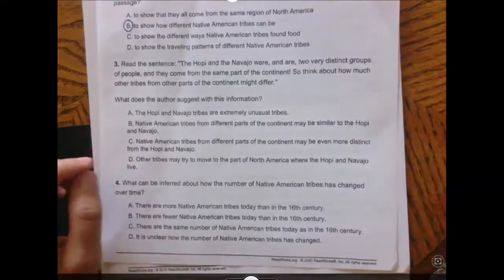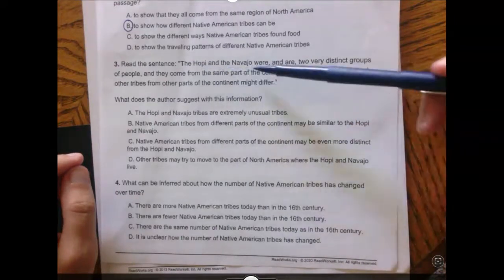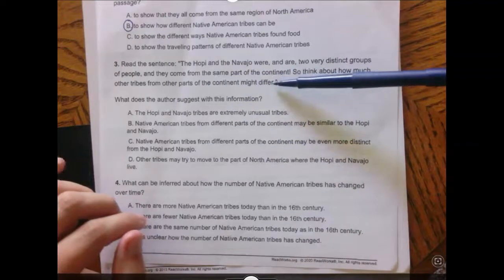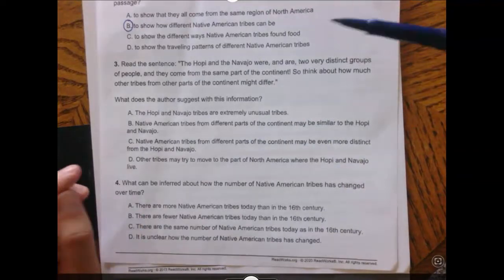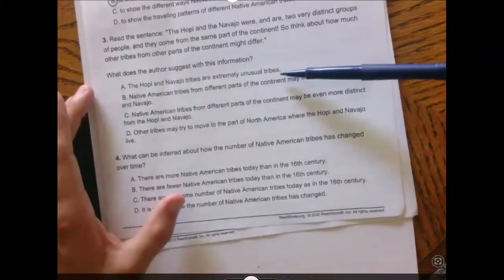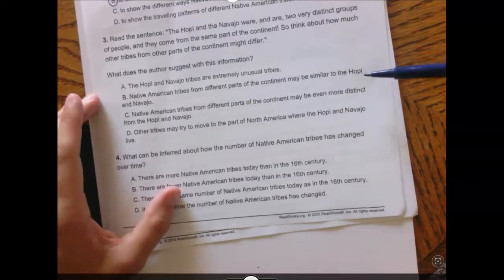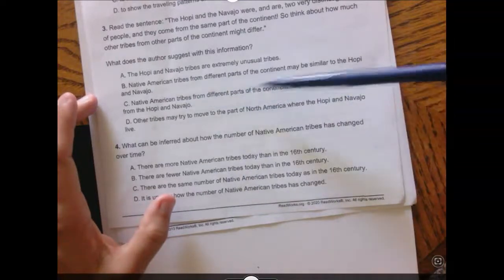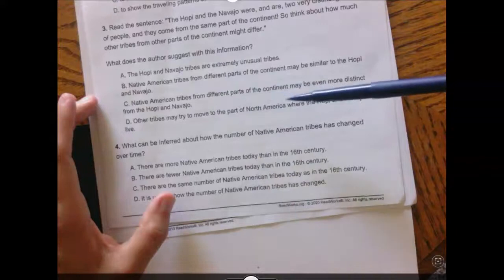Reread the sentence. The Hopi and the Navajo were and are two very distinct groups of people, and they come from the same part of the continent. So think about how much other tribes from other parts of the continent might differ. Remember, the Hopi and the Navajo lived in the exact same area, right? And the Penobscot and the Chinook lived in two different areas. So what is the author suggesting with this information? Are the Hopi and the Navajo tribes extremely unusual tribes? Native American tribes from different parts of the continent may be similar to the Hopi and the Navajo. Native American tribes from different parts of the continent may be even more distinct from the Hopi and the Navajo. Or other tribes may try to move to the part of North America where the Hopi and the Navajo live. If you said C, you are correct.